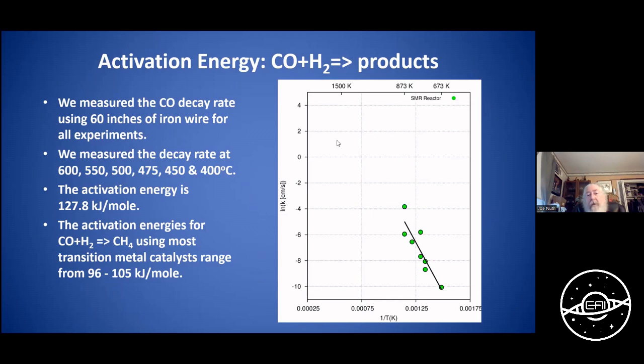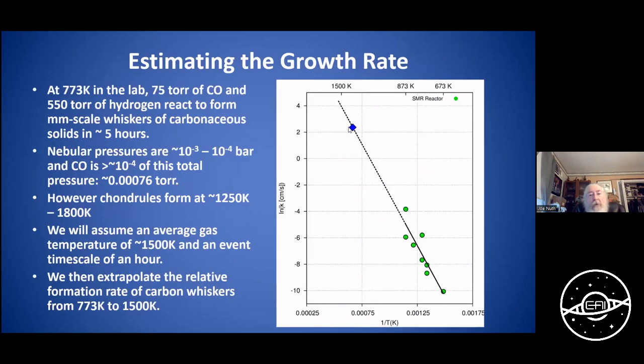Now, chondrules and CAIs form in the 1,000, 1,200, 1,500 K regime. And so we can extrapolate that rate, and we built a separate system to predict what the reaction rate would be, how fast these reactions would form those little carbon whiskers that Friesenstiel were seeing in the CAI. And so we should be forming millimeter scale whiskers in about 5 hours if we extrapolate this.